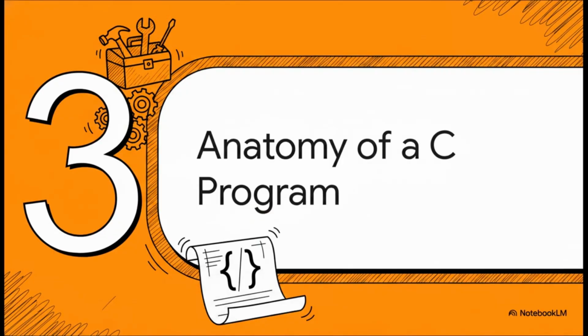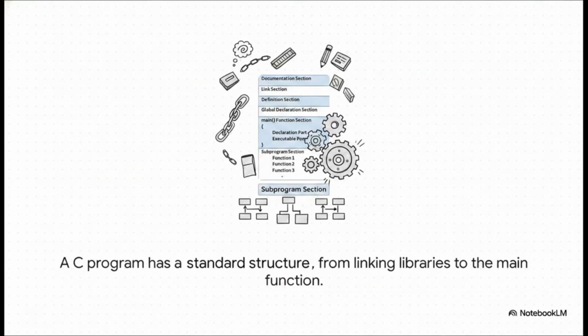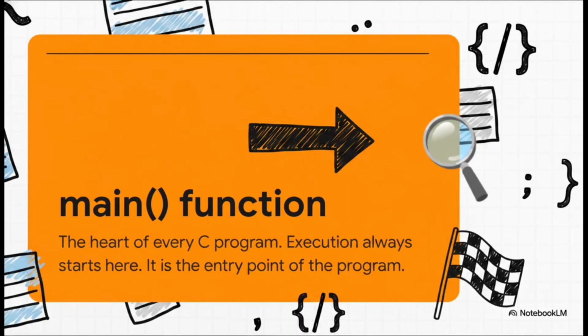All right, toolkit's ready. Let's pop the hood and take a look at the anatomy of a C program. There's a fundamental blueprint that almost every C program follows, and we're about to dissect it. You'll see that pretty much every C program has a similar structure. It usually starts with some comments explaining what it does, then a link section where you can pull in libraries of pre-written code. But the real heart of the program, where all the action kicks off, is called the main function. Now let's zoom in on this main function, because this is the most important part. It is the absolute core of every single C program.